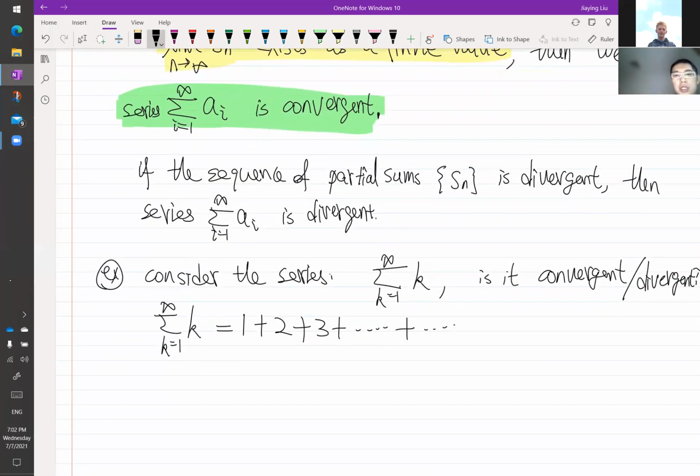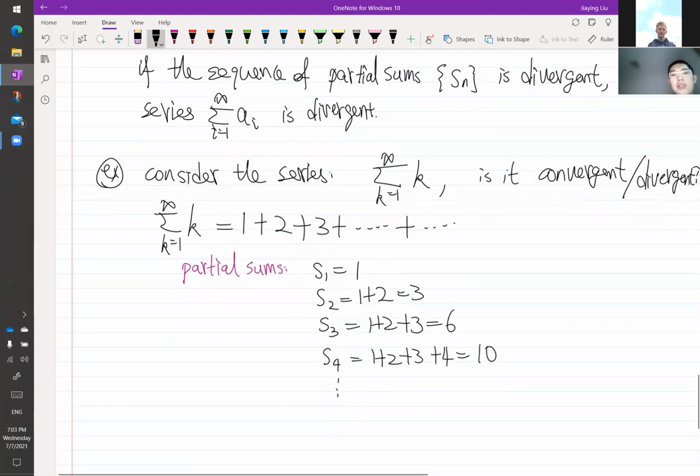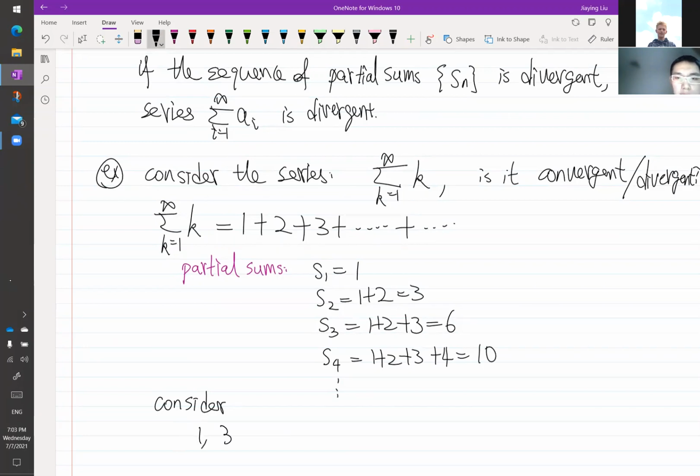Is this convergent or divergent? Well, I don't know yet. Let's just look at the partial sums. The first partial sum is S1, just the first element, 1. S2 will be the first two elements added, so that's 3. The next partial sum, S3, is 1 plus 2 plus 3, which is 6. And S4 is 1 plus 2 plus 3 plus 4, which is 10. So those are partial sums. Consider the sequence 1, 3, 6, 10. The next one I believe is 15.